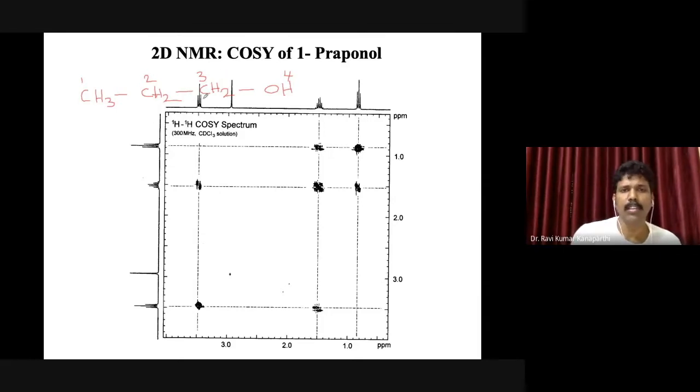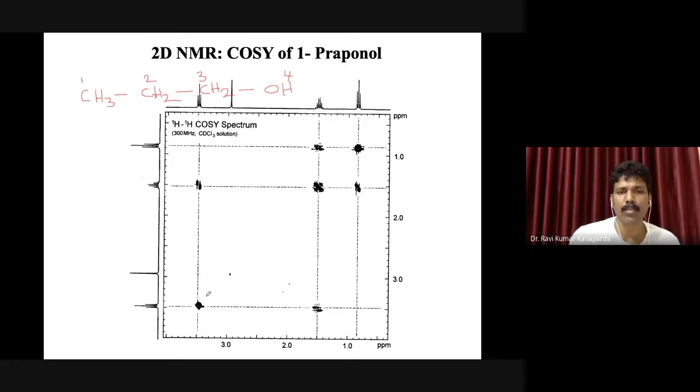Now the third one, where is that one? This is directly connected to OH, and two protons are there on the edges, and therefore this will be a triplet. So this peak corresponds to this one. It has only one correlation, and therefore the corresponding thing you can see here. 2 and 3 are connected. So that is the information that we are getting here.